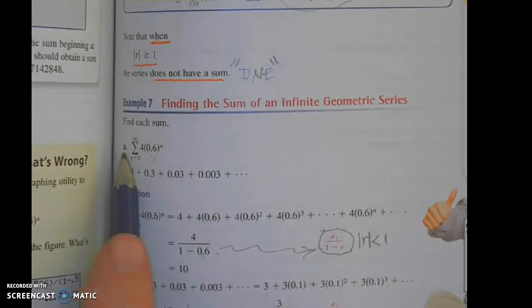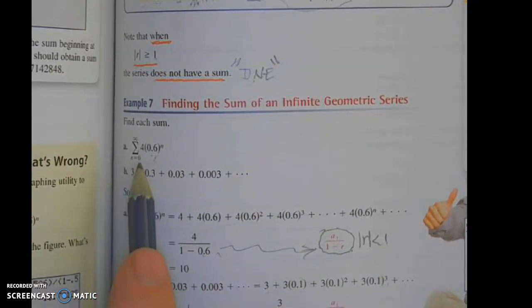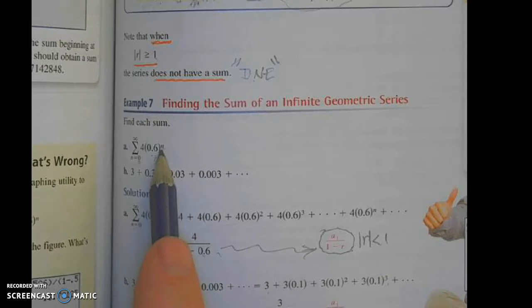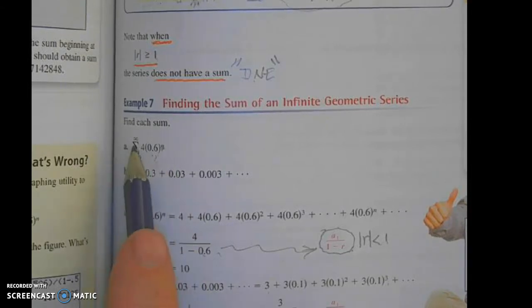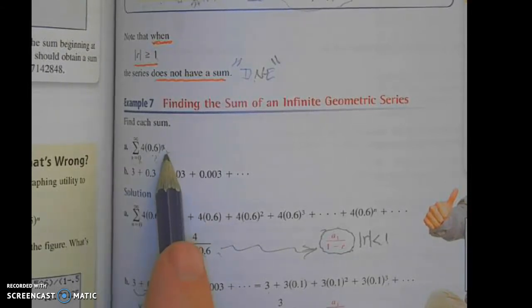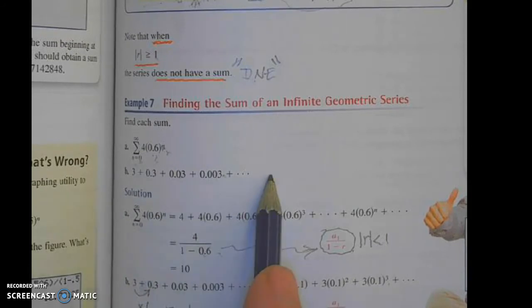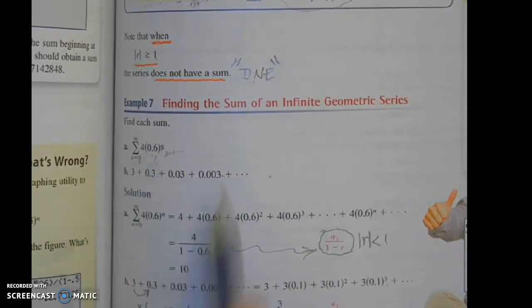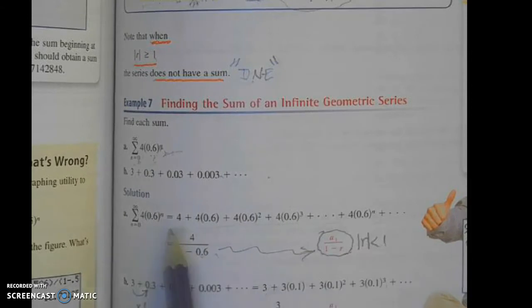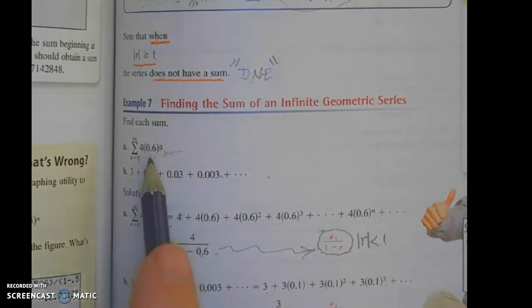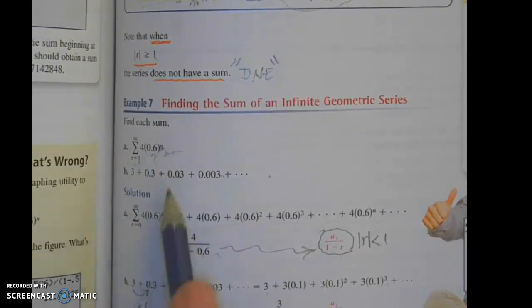Example 7 is excellent. Let's start out with part A. We go from n equals 0, meaning we're going to put 0 in for n, and we go to infinity. No way we can do that by adding up by ourselves because it would go on forever. And that's what they're trying to show when they do this right here. You see that they put in 0. When we put 0.6 to the 0, we get 1.